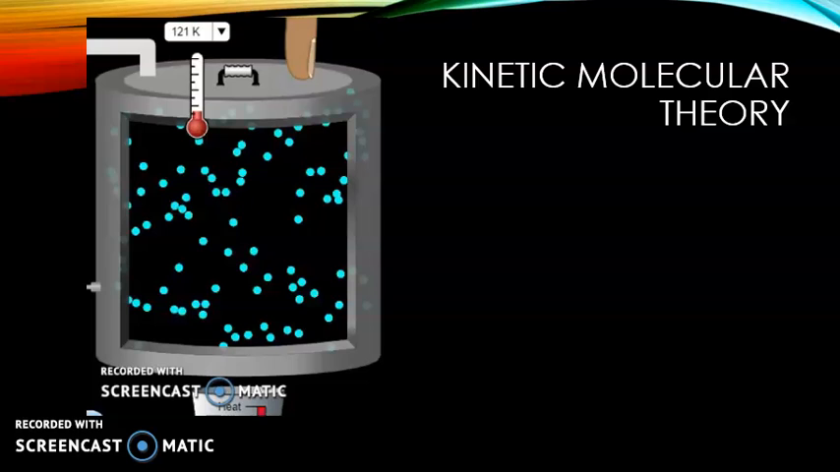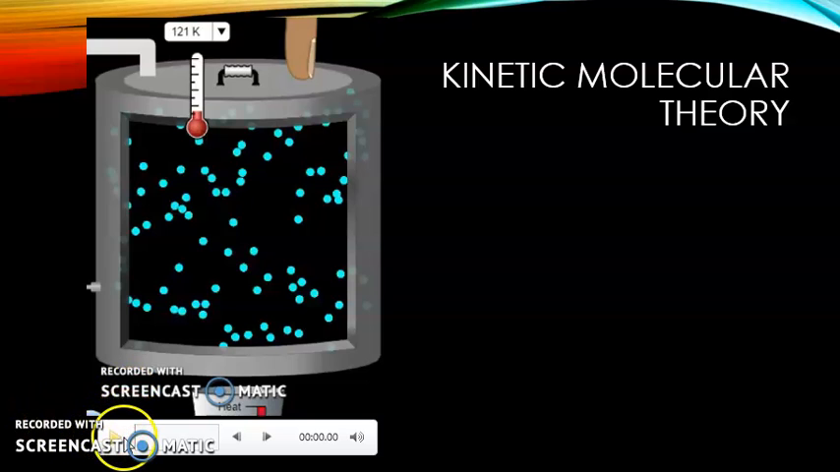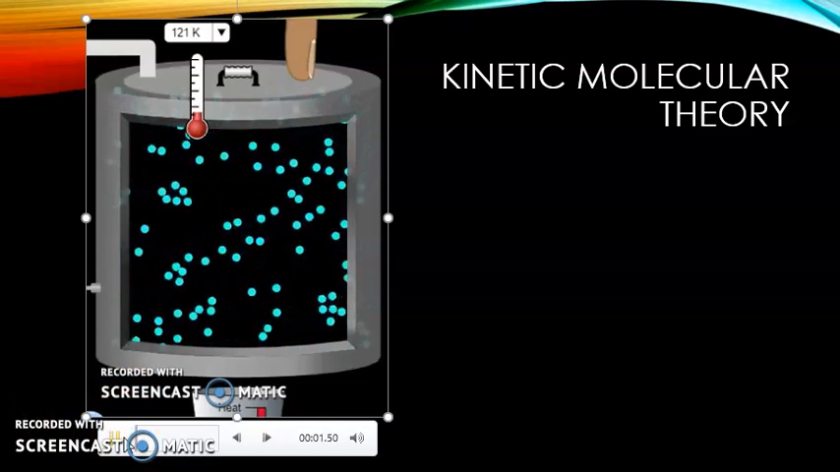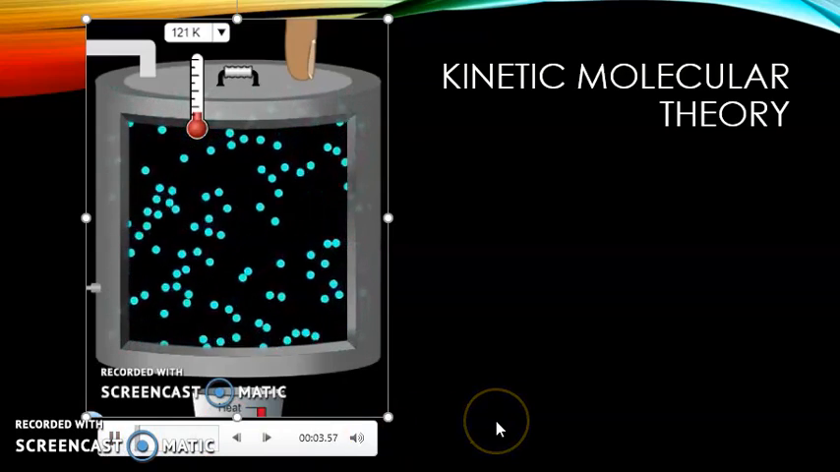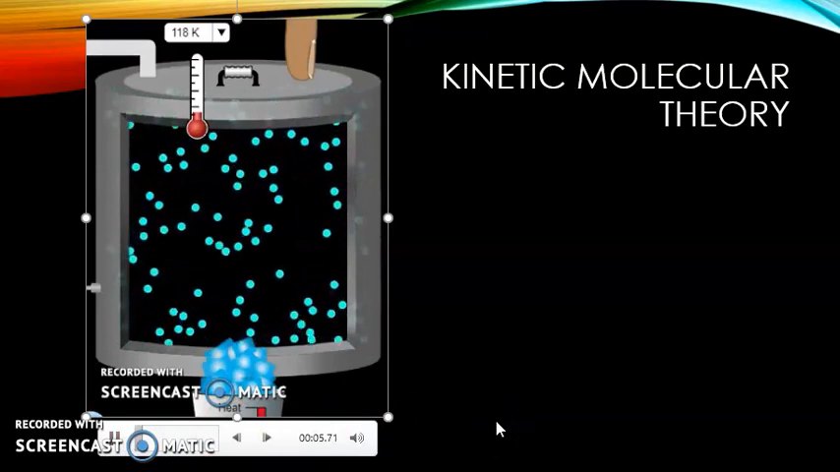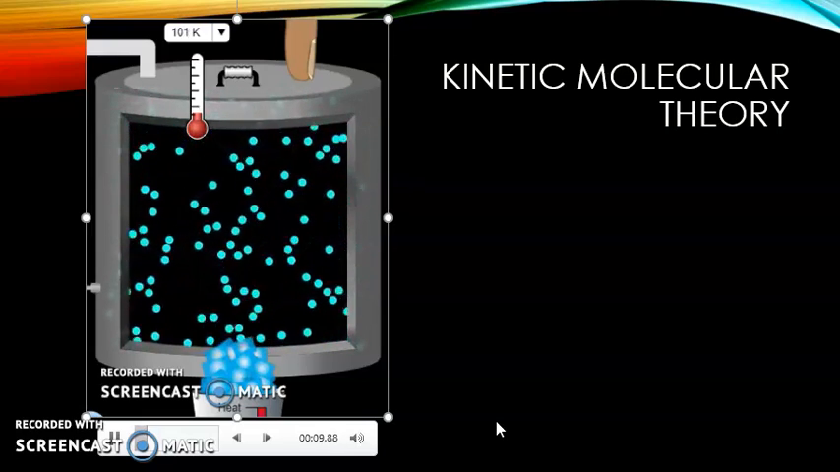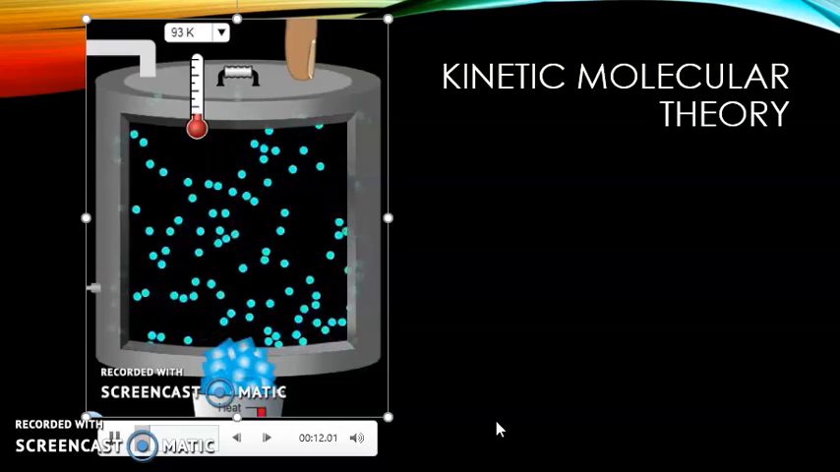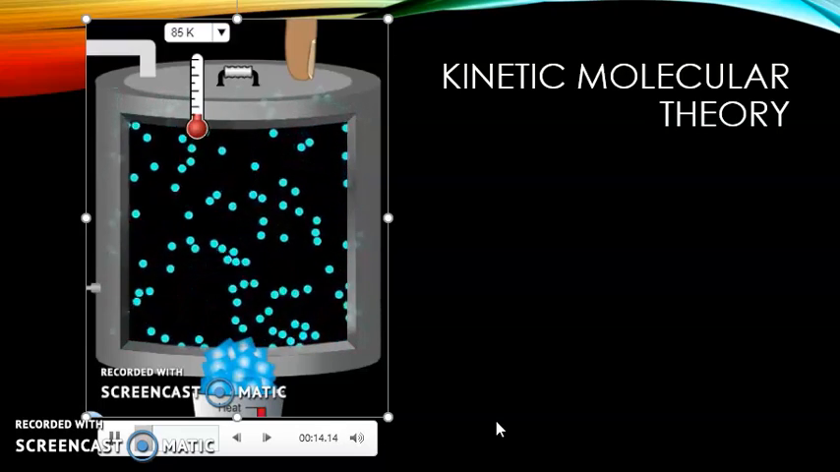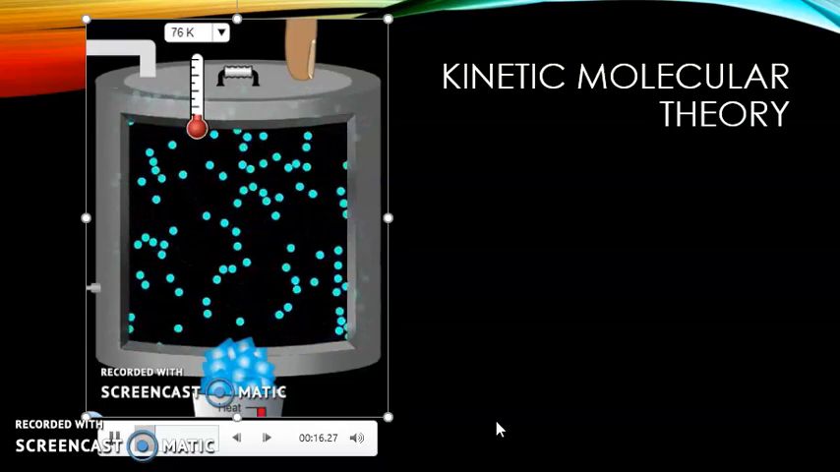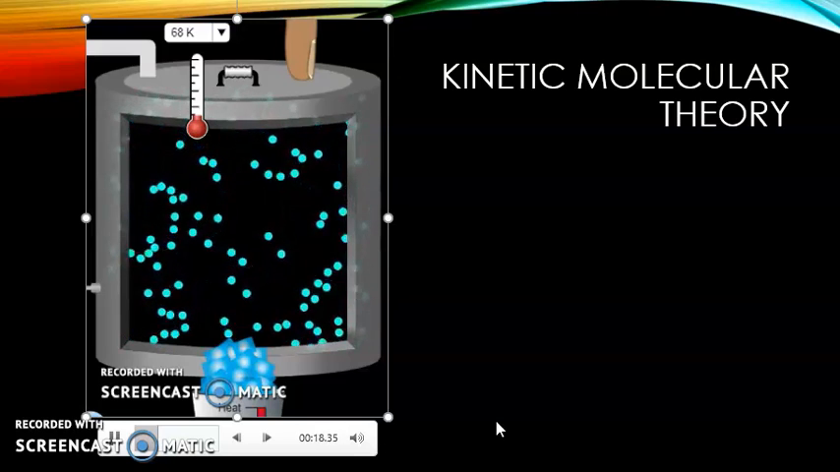Let's take a look at this little simulation here of gas particles moving. Now, what I will be able to do is to manipulate the temperature. So I'm going to cool these gas particles down. Now, notice again, they're in random straight line motion. As the gas particles are cooling, they're also slowing down.